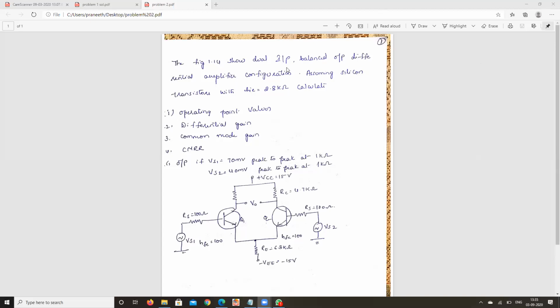Yeah, this is over. So now let us see the question. The figure was showing you a dual input balanced output differential amplifier, isn't it? And of course, it is said to assume silicon transistors, in order to assume the value of VBE as 0.7, right? Some of the parameters have been given in the figure itself. Your HFE is given as 100 and HIE is given as 2.8 kilo ohms. Now it was asked to calculate operating point values.